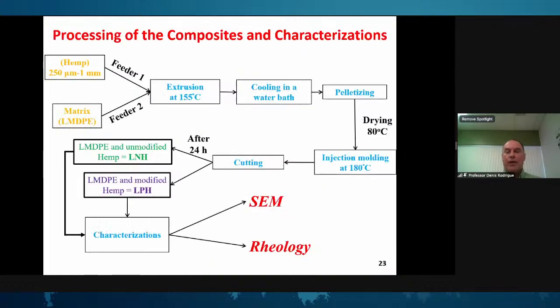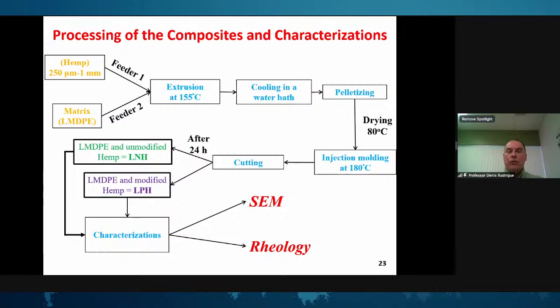So you recover the fibers, but the fibers are actually surface treated with the matrix that you want to use at the later stage. So you put your two materials, the fiber and your matrix, into extrusion. Then you pelletize the material. In this case, we use injection molding to prepare the sample. Then you cut your sample, and you will be able to do some characterization directly on them.